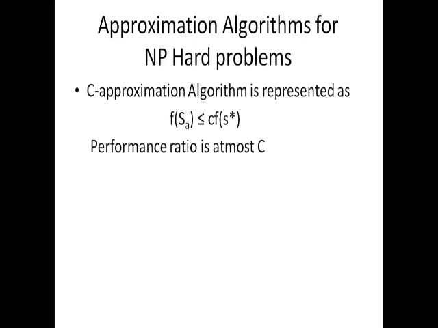Here we know the meaning of SA and the meaning of S star. So the C approximation ratio is considered such that SA, the approximate solution, will be within a factor of the solution S star, with C as the performance ratio.